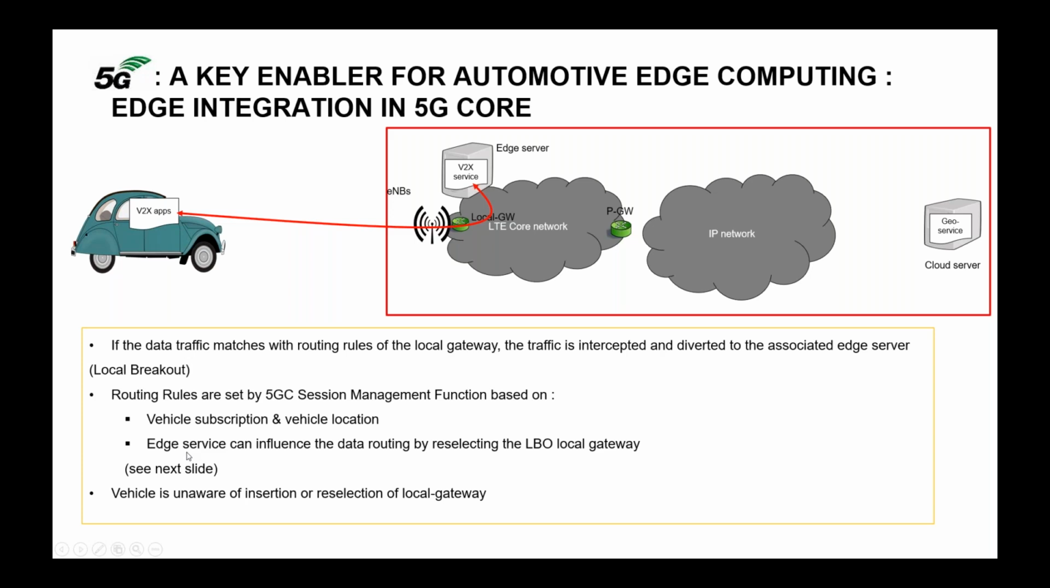service being responsible for deciding when it has to intercept the data locally and insert a local breakout point in the data path. However, this will be completely transparent to the vehicle. The vehicle doesn't control that. It will be done based on the subscription that you have with your operator.